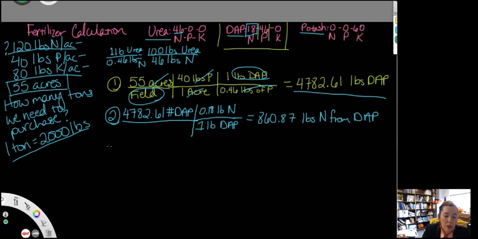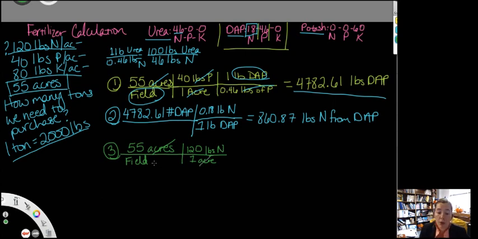So for this, we've got our total acres. We're going to have 55 acres. Is that field size again? We then have our nitrogen recommendation, which is 120 pounds of N per 1 acre. And that's all we need for that point, because when we cross out our acres, we've got pounds of N per field.